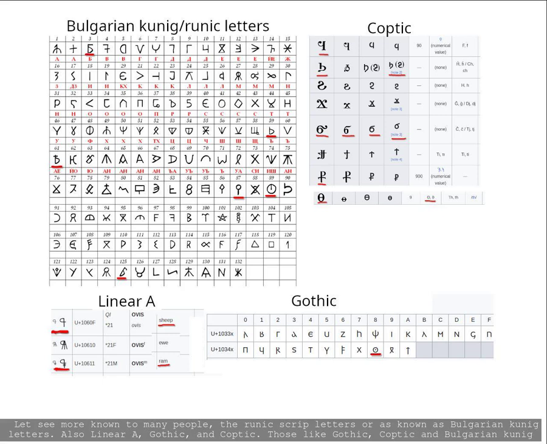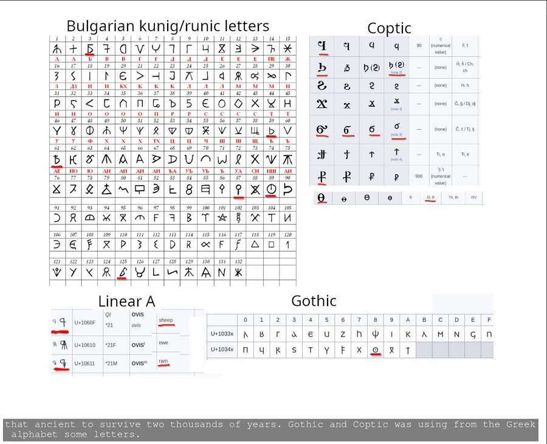The runic script letters, also known as Bulgarian Kunig letters. Also Linear A, Gothic, and Coptic. Those like Gothic, Coptic, and Bulgarian Kunig runic are used in many alphabets in Europe, and even the Vikings were using the runic script. Later the runic script was used by Hungarians up to the end of the Second World War. So it is not that ancient to survive thousands of years.